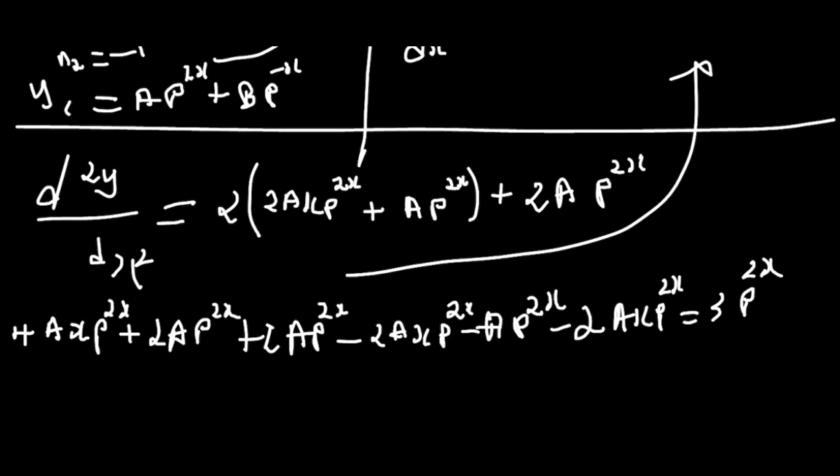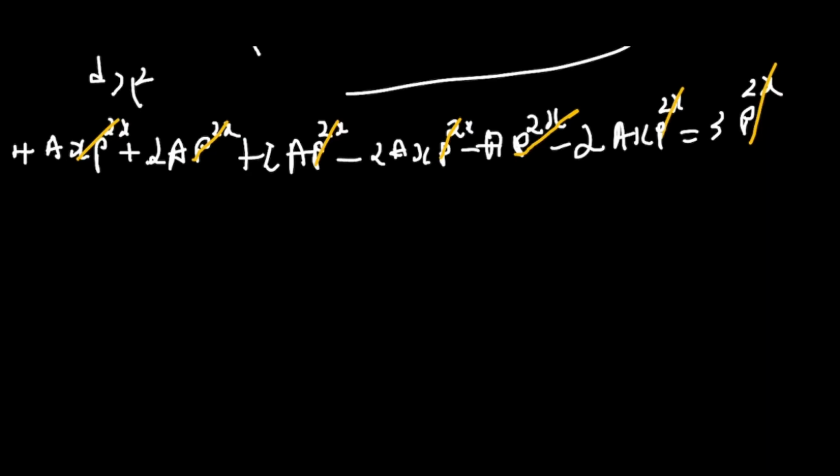We see here that e to the power 2x is common, so e to the 2x cancels all through, which is going to reduce our work. Now we're going to have 4a plus 2a, 6a plus 2a, that is 8a, minus a here, so this is going to give us 7a. Nope, not 7a.